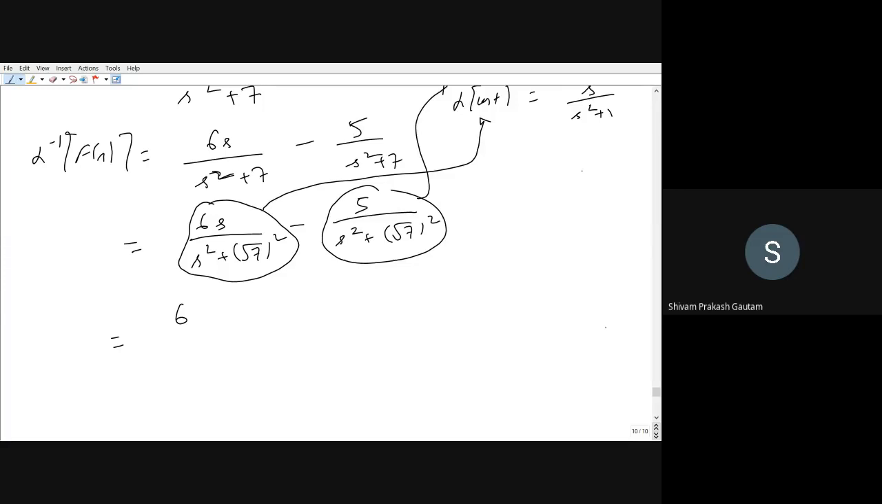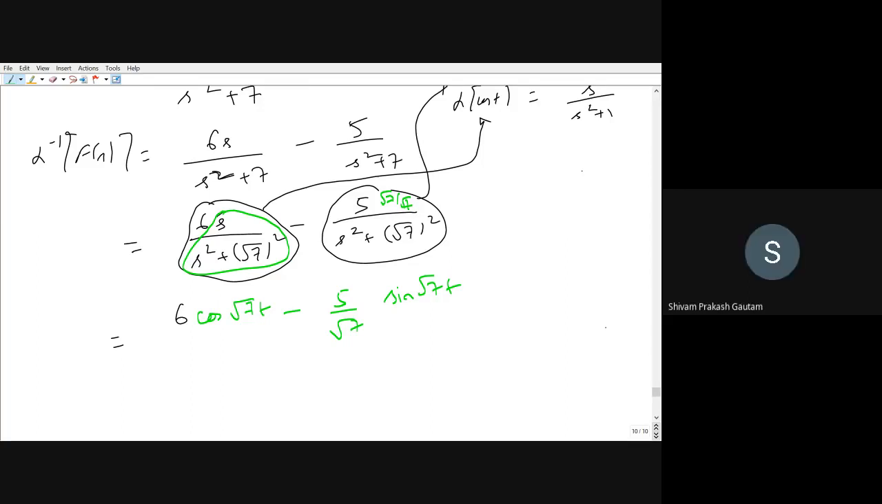So 6 times cos under root of 7 t, right? Minus 5, and if you multiply and divide by under root of 7, this will be 5 upon under root of 7 sine under root of 7 t. Is it okay? Yes, sir.